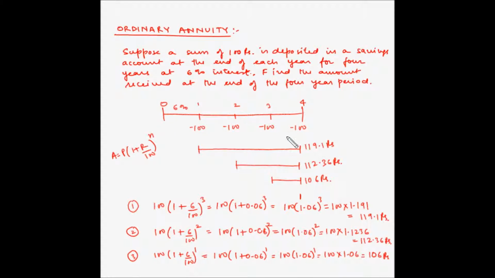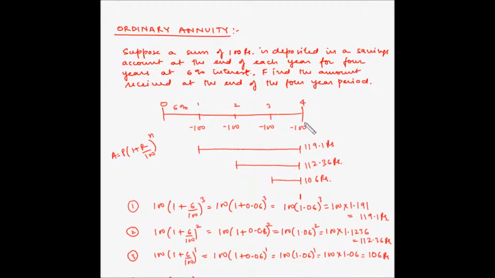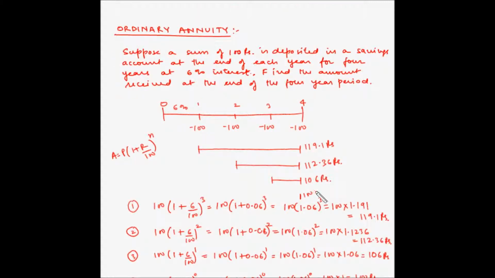Now let's move to the fourth investment of 100 rupees. So 100 into 1 plus 6 by 100. Now this is at the end of the 4 years, so the time frame for which this is invested is 0 years, to the power 0. So 100 into 1 plus 0.06 to the power 0, 100 into 1.06 to the power 0. Now anything to the power 0 is 1. So this is 100 into 1, which is 100 rupees.